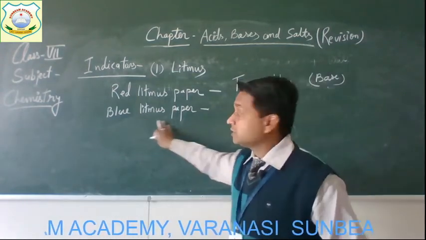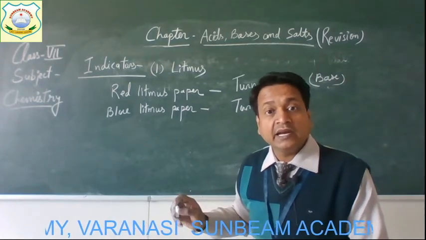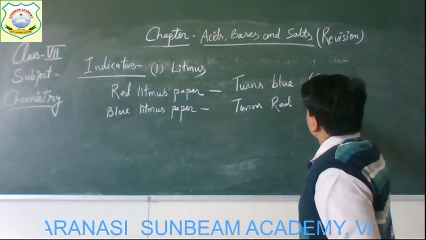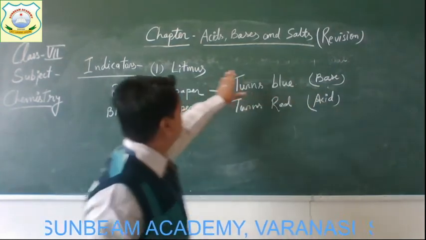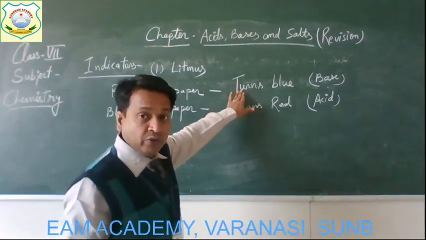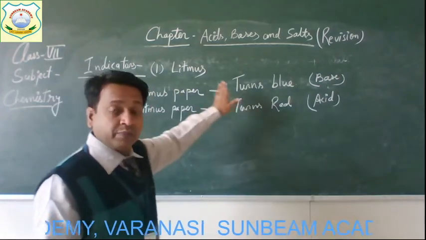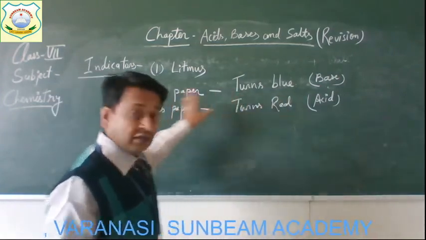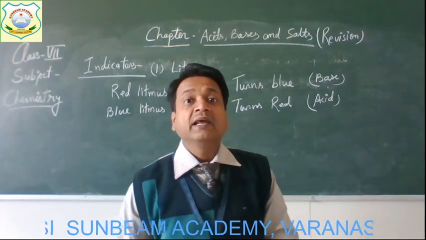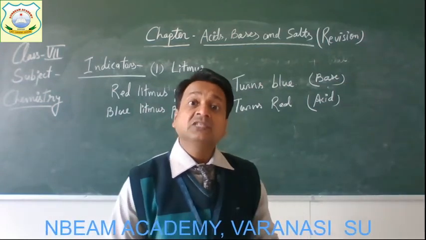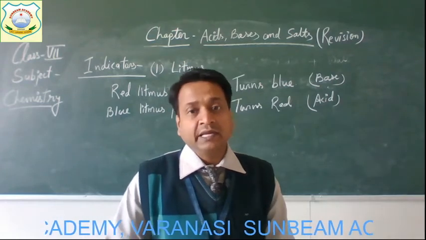And if blue litmus paper turns red, this indicates that it is an acid. Alright, so you can say that acids can change the blue litmus paper to red, and bases can change the red litmus paper to blue. Okay, all right. So litmus is a kind of indicator, and as it is obtained from a natural substance, that is lichens, it is termed a natural indicator.